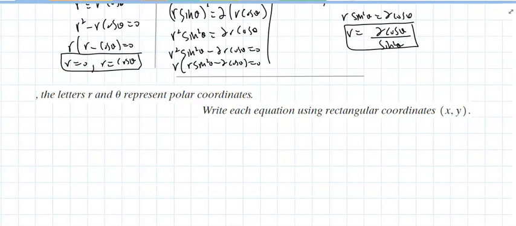Now we're going to go the other way around. Given r and theta, go to x and y, and remember how that works. We said r squared is x squared plus y squared, and tan of theta is y over x, and x equals r cosine of theta, and y equals r times the sine of theta.